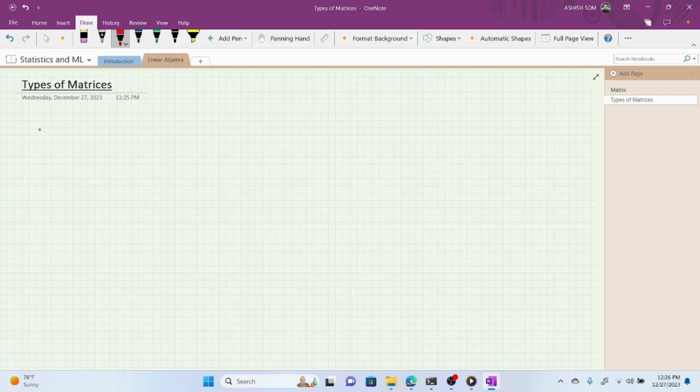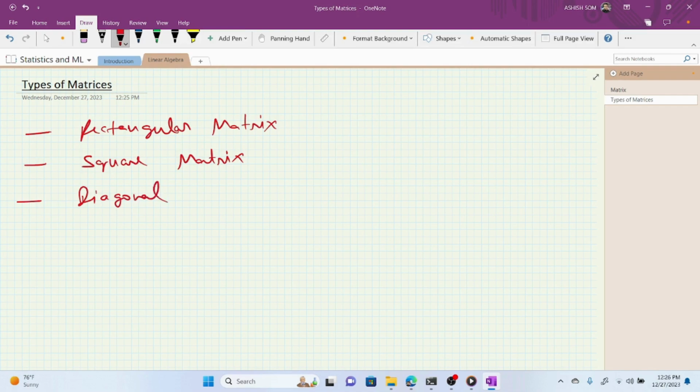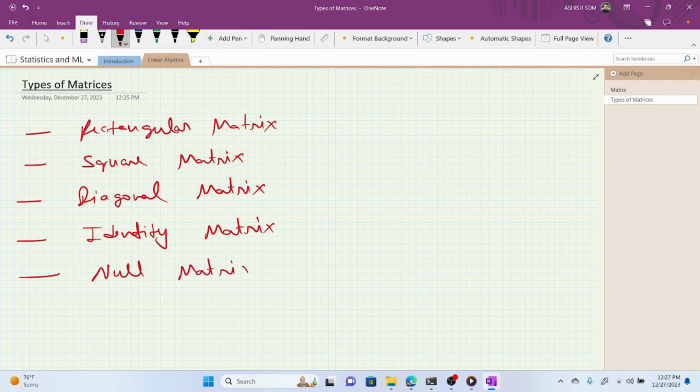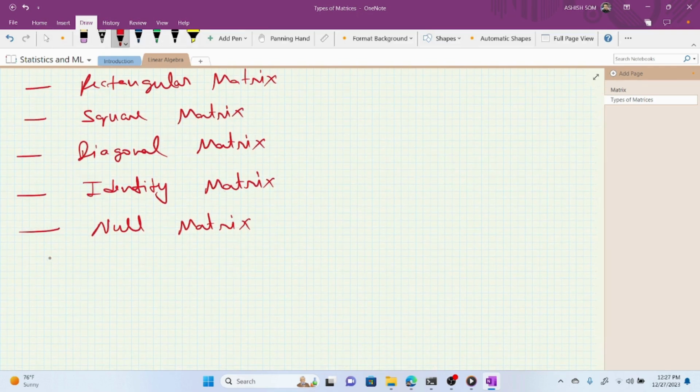We have rectangular matrix, square matrix, diagonal matrix, identity matrix, and null matrix. Apart from that, we have the triangular matrix. We are going to discuss them one by one.